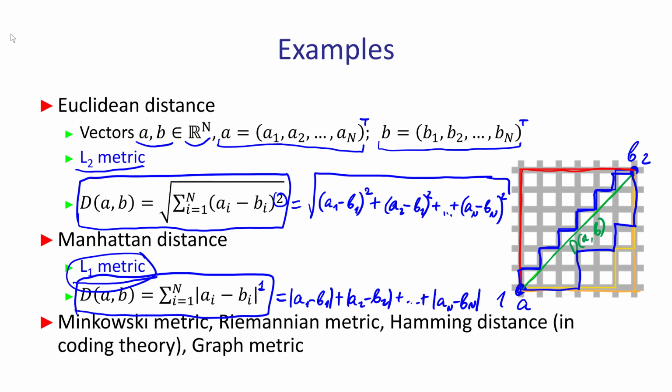You have many other distance measures which are called Minkowski metric, Riemannian metric, Hamming distance, which is very popular in coding theory, or graph metric, and others.